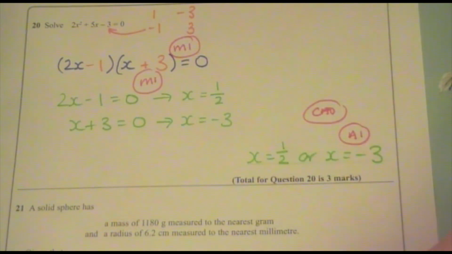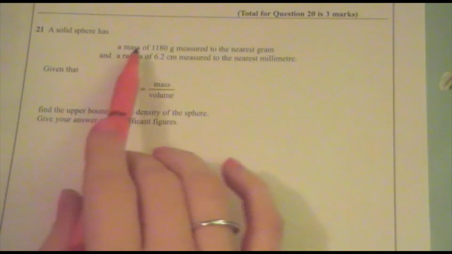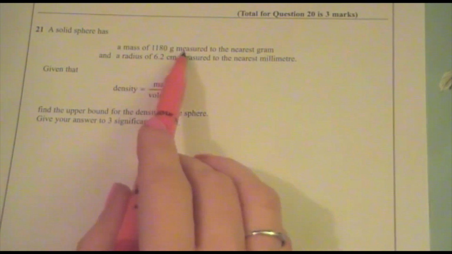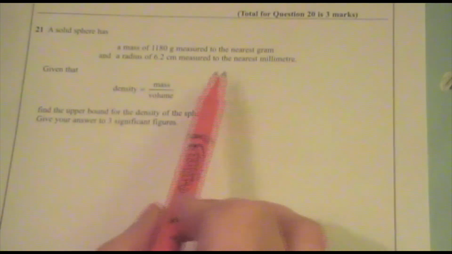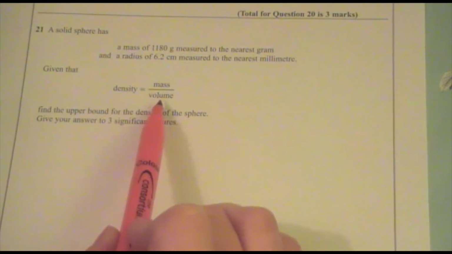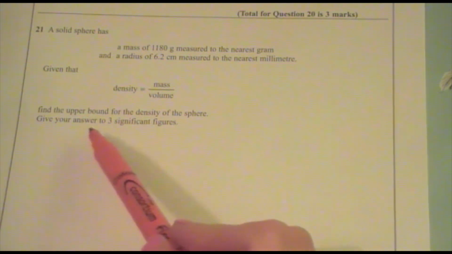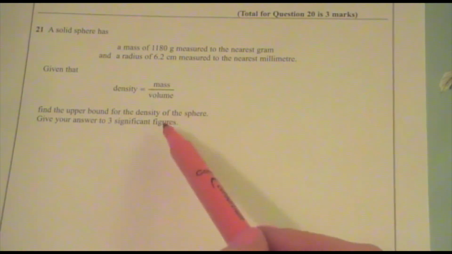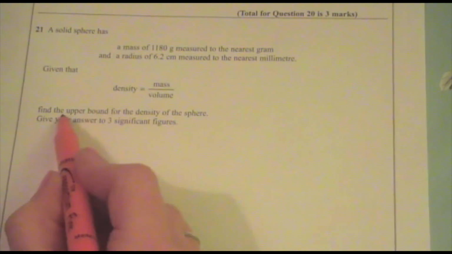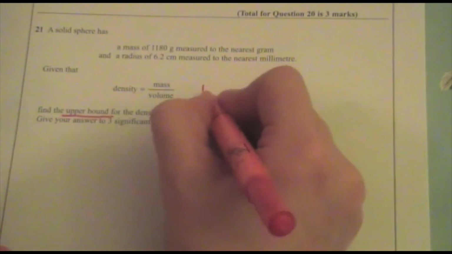Question 21 says a solid sphere has a mass of 1,180 grams measured to the nearest gram, and a radius of 6.2 centimetres measured to the nearest millimetre. Given that the density is equal to the mass divided by the volume, find the upper bound for the density of the sphere. Give your answer to 3 significant figures. Now, I'm trying to find the upper bound, therefore I want to find the maximum value that the density could be. So I'm looking for the upper bound of the density.